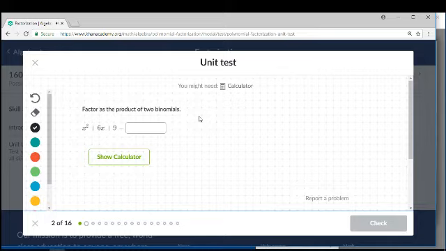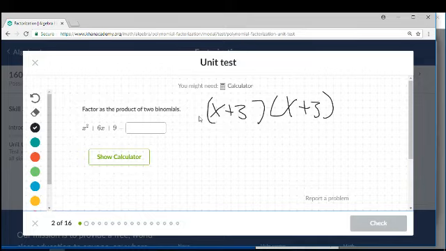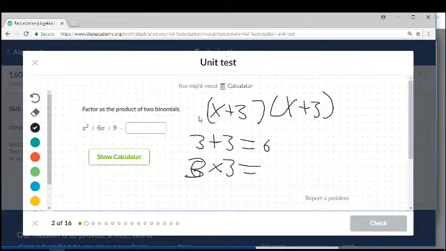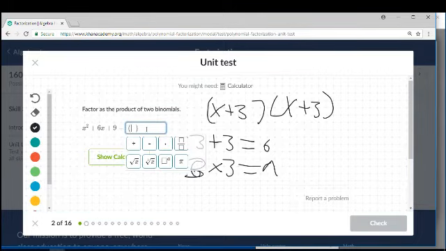N plus 3 and n minus 1. X squared plus 6x plus 9. So if we look at x plus 3, x plus 3. Why is that? Because 3 plus 3 equals 6, and 3 times 3 equals 9. X plus 3 and x plus 3.